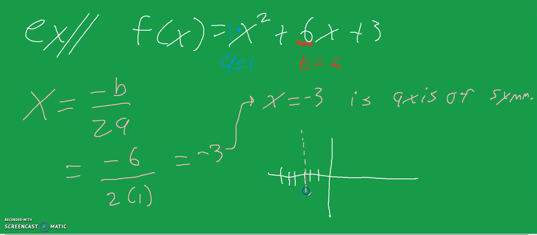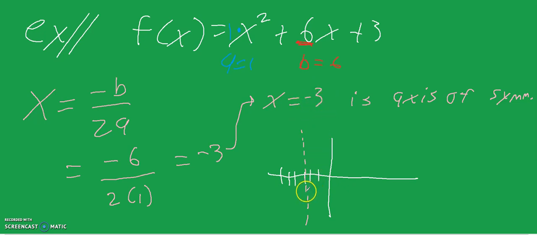So it looks something like that. And I know my parabola is symmetric about this line. Now, I don't know what the x-intercepts are. I didn't do that for this problem. I didn't find the y-intercept. All I'm really caring about for this video is the axis of symmetry.